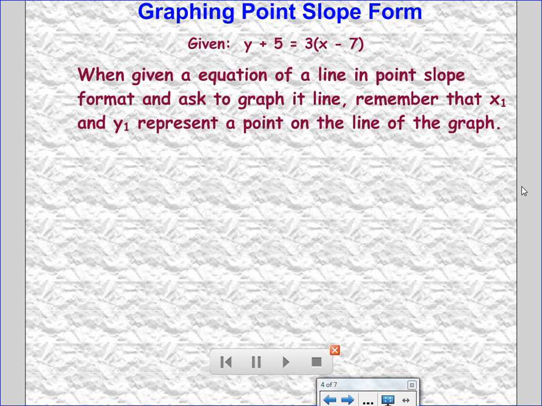Now, what number represents the x coordinate of the point that was used? Correct, it would be positive 7. What number represents the y value of the point that was used? Yes, it's negative 5.